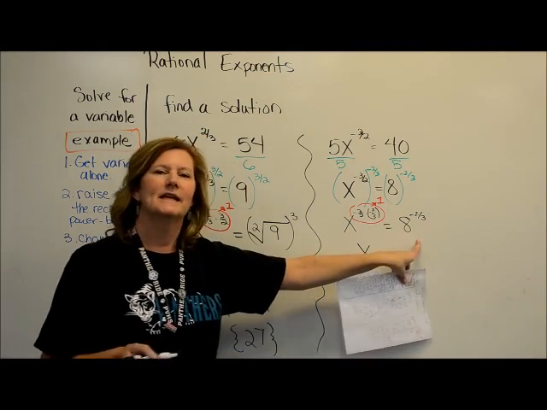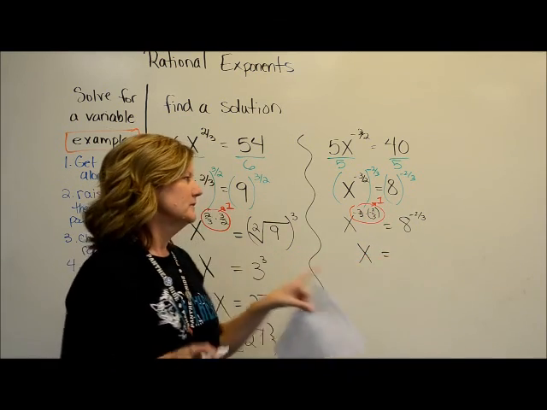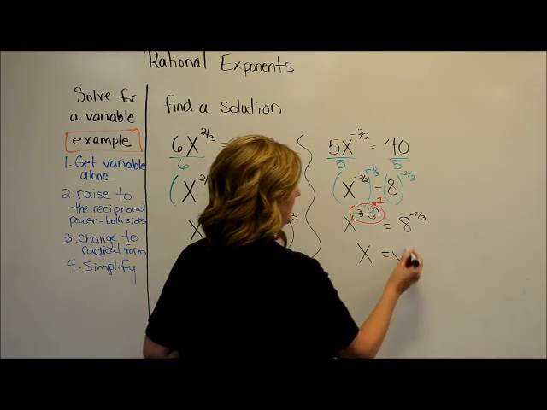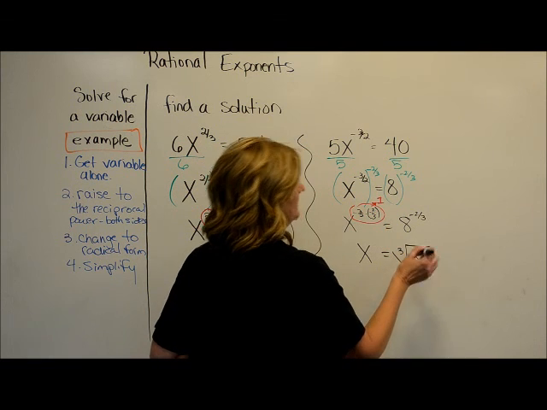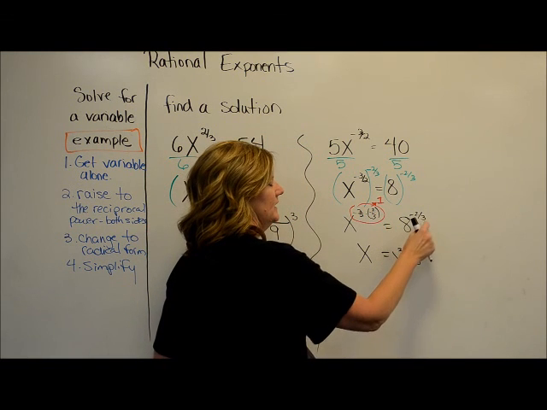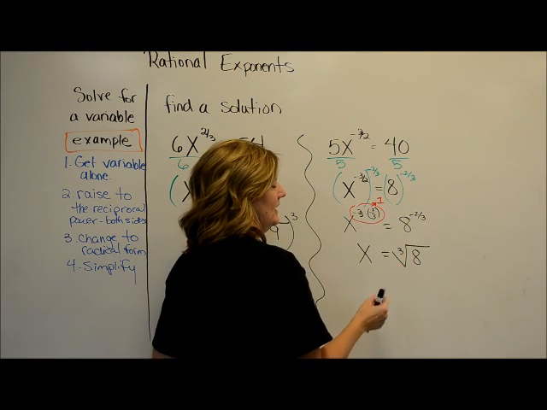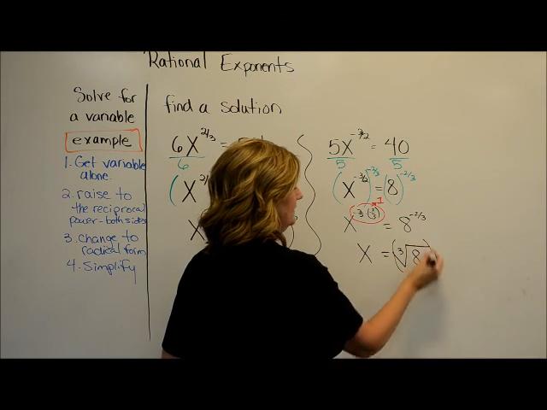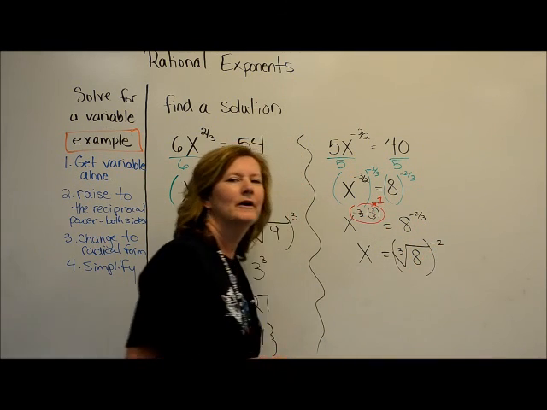I need to write this in radical form. So I'm going to write it in radical form. I'm going to take the cube root of 8. Remember, the denominator goes in the v, the d and the b rhyme, they go together. And I'm going to then raise it to the negative 2nd power.